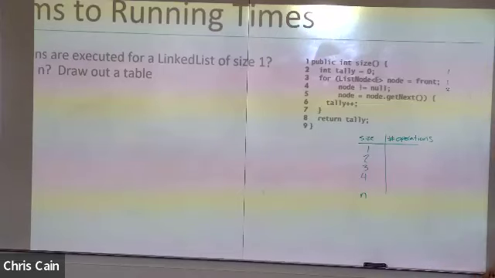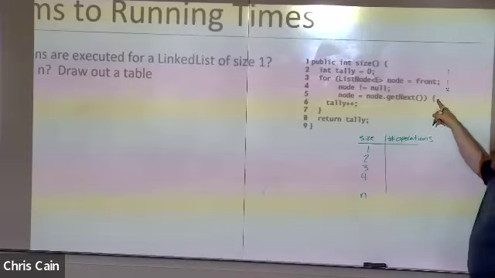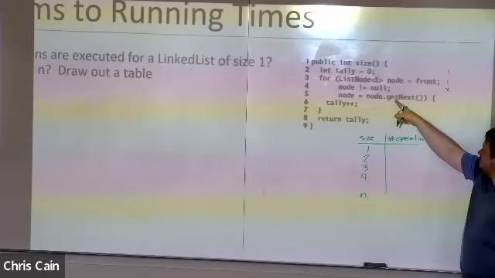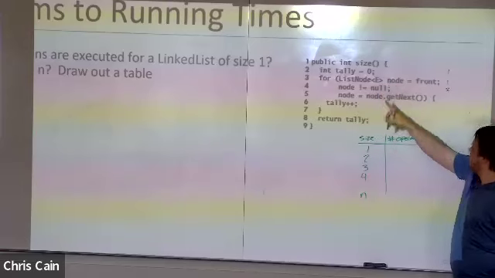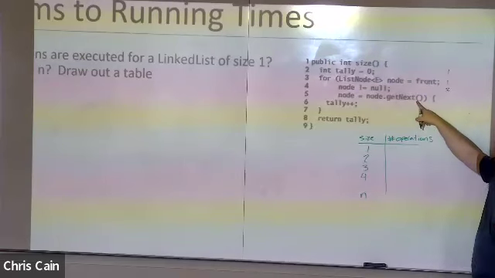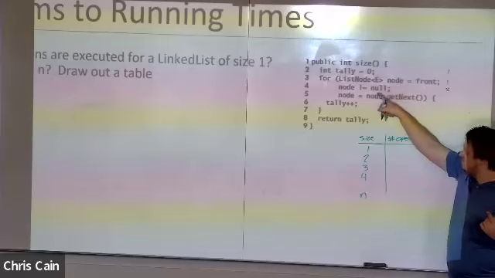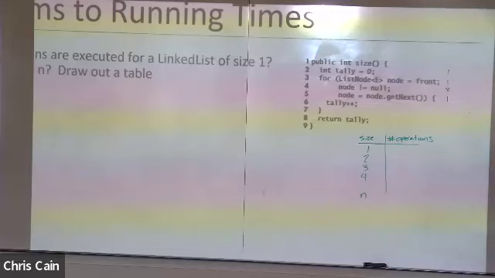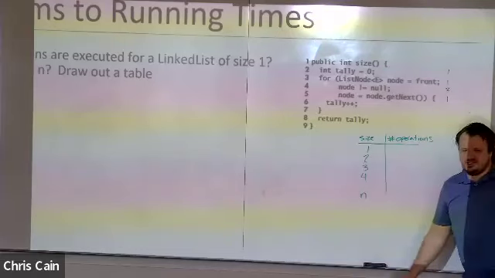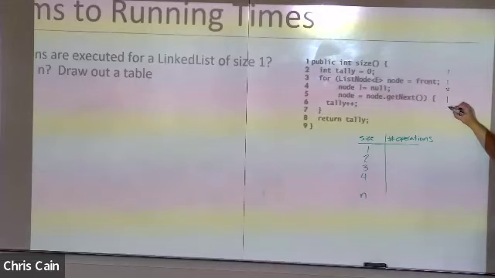How about node equals node dot get next? How many times do we do that? This isn't done until the very next pass through the loop. We first do this, then we loop around, and as we loop around, we do this once. Then we check this, it's false, and we fall out. So it's actually once. How about the tally plus plus? Once. And how many times do we return the tally? Once. So sum that up for me. How many operations do we have for size 1?